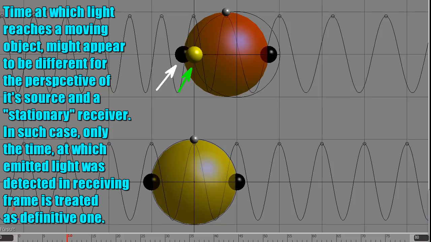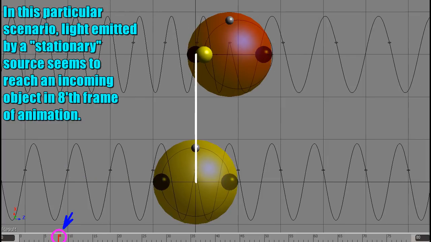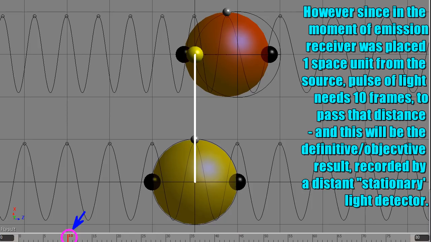The time at which light reaches a moving object might appear to be different from the perspective of its source and a stationary receiver. In such a case, only the time at which emitted light was detected in the receiving frame is treated as the definitive one. In this particular scenario, light emitted by a stationary source seemed to reach an incoming object in the 8th frame of animation. However, since at the moment of emission the receiver was placed 1 space unit from the source, the pulse of light needs 10 frames to pass that distance, and this will be the definitive objective result recorded by a distant stationary light detector.